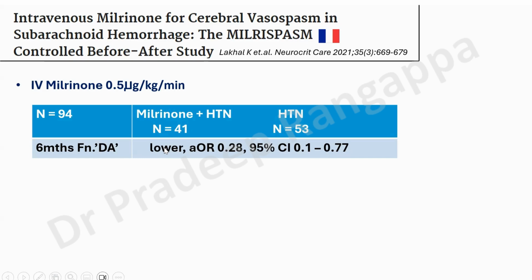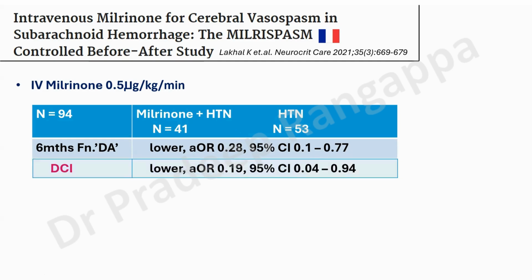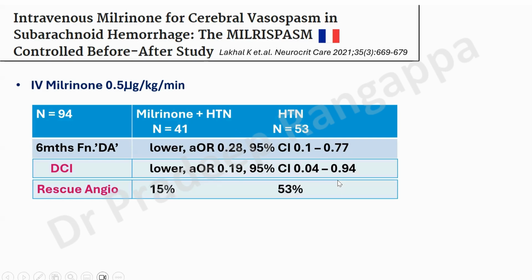They looked at 6-month functional disability, and it was lower in the Milrinone group. If you look at the adjusted odds ratio of 0.28 and the confidence interval, it is statistically significant. So they found functional disability was much better, or they had less functional disability, in the Milrinone group. And they looked at delayed cerebral ischemia, that also was lower in the Milrinone group, adjusted odds ratio 0.19. And as you see, the confidence interval is statistically significant.